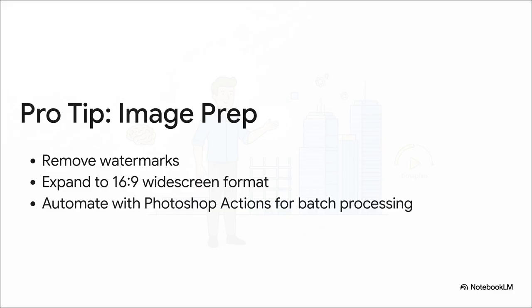Okay, quick pro tip for you. Before we get to the fun animation part, you've got to prep your images. You'll want to get rid of any watermarks and expand everything to a standard 16:9 widescreen format. And here's the best part. You can record this process as a Photoshop action and then automatically apply it to dozens of images at once. It saves a ton of boring manual work.